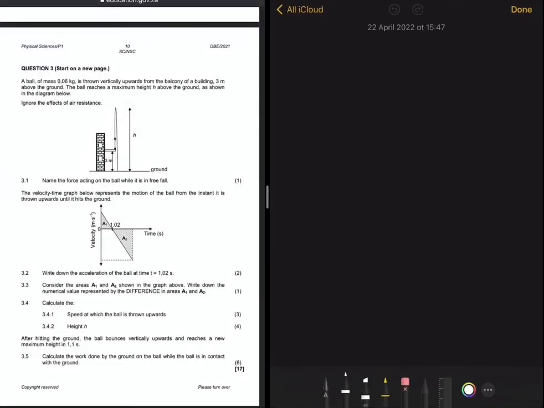Question 3 on vertical projectile motion. The question says a ball of mass 0.06 kg. So let me just go ahead and write that down. So we have our m, which is 0.06 kg. It's thrown vertically upwards from the balcony of a building 3 meters above the ground. Okay, the ball reaches a maximum height h above the ground as shown in the diagram below.